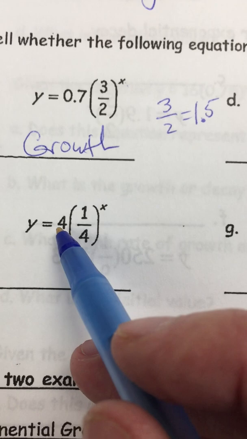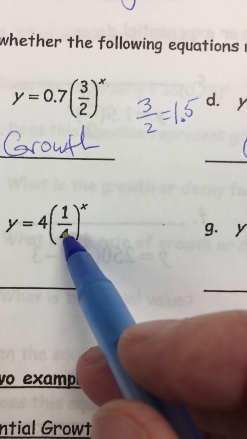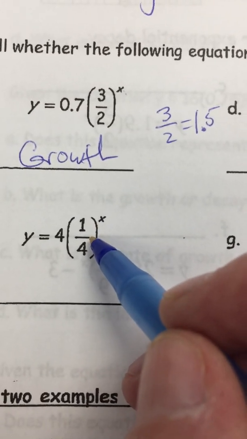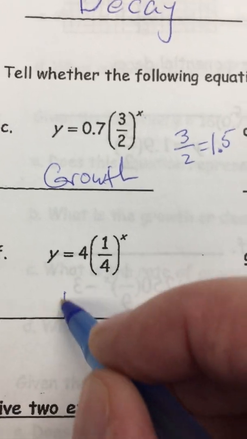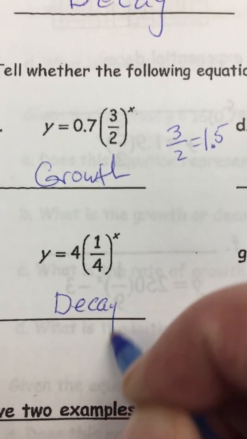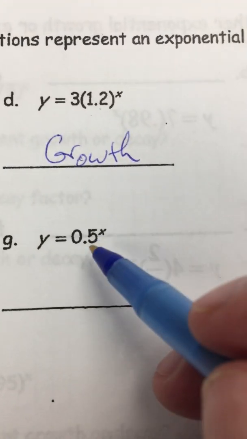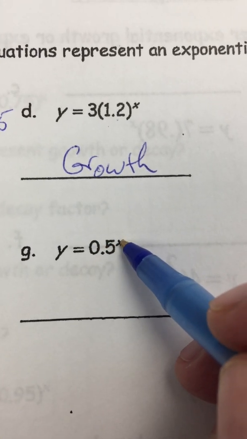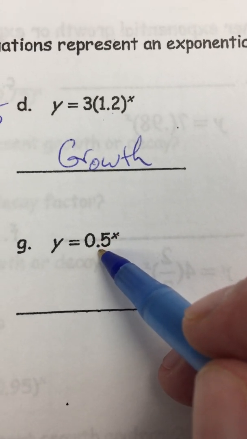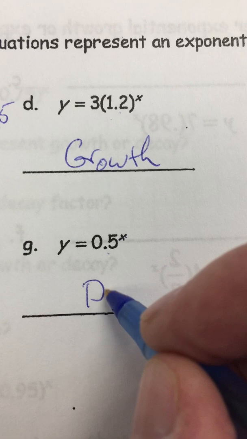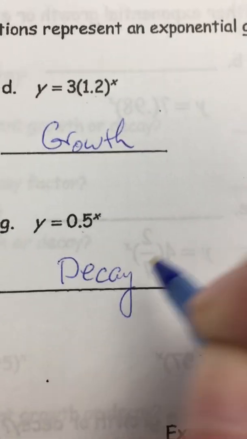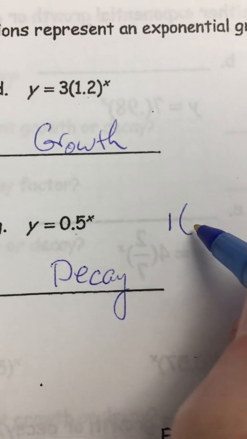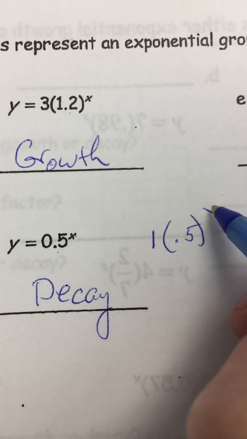Okay, again, this is the initial amount, but this is your growth or decay factor. Is it bigger than 1 or smaller than 1? Smaller than 1, so that's a decay. It is going down or decreasing. This one, this is the number being raised to the x. Is 0.5 bigger or smaller than 1? It is smaller, so this is decay. It's coming down, it's decreasing. What was the number in front of that? You would have a 1 times that 0.5 raised to the x power, right? So you start off with 1 something.